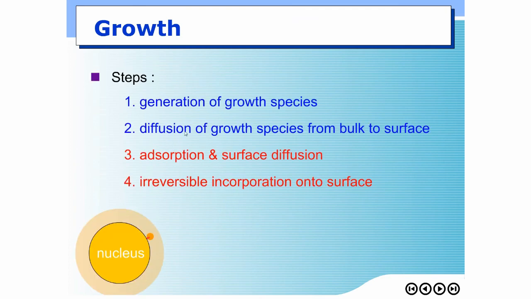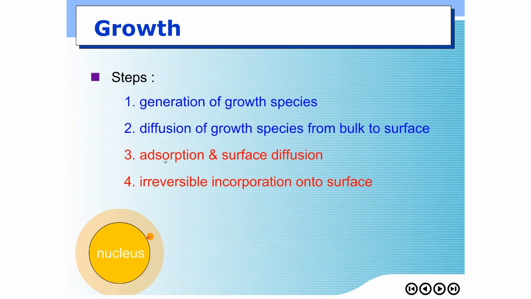The blue ones depend on what is inside the liquid. Whether the rate of these two steps will be fast or slow usually depends on diffusion of growth species in the liquid. On the other hand, the red ones depend on how fast the growth species attach themselves to the surface. This one is what we call surface process.